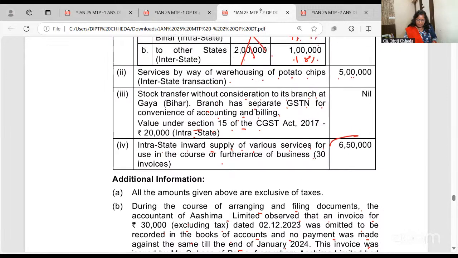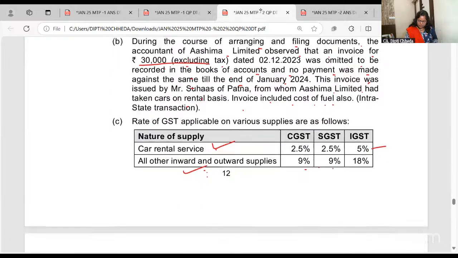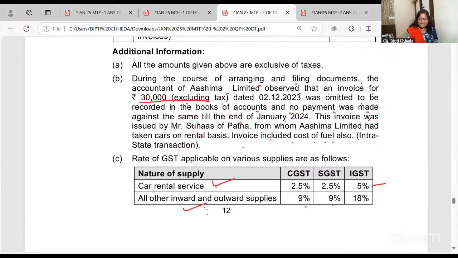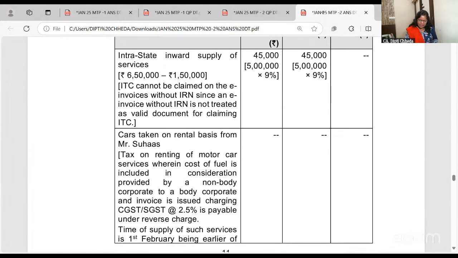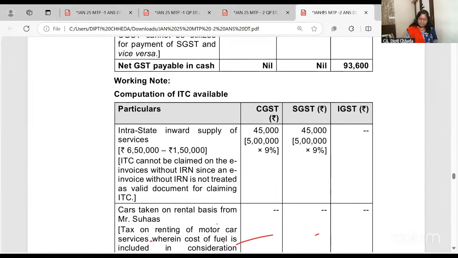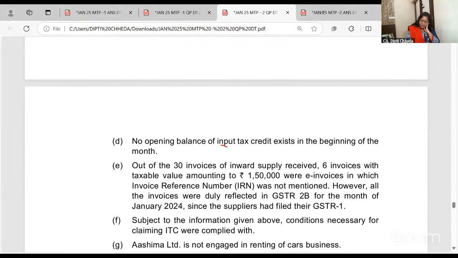Car rentals paid. You have paid the GST, but you will not get the credit because the other person has not shown it in the output. So it will be nil. I'm reading a little in brief. If you want, you read in depth. Car rental tax on motor car, you will not take it. Because the ITC can be claimed only when the other person is showing it. Next, no opening balance of ITC.